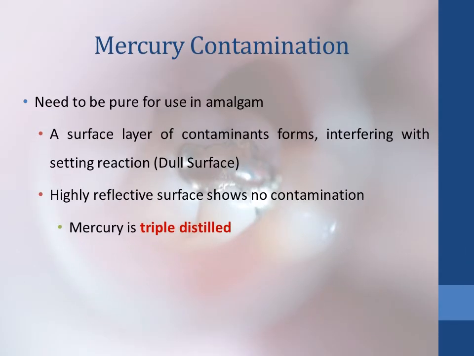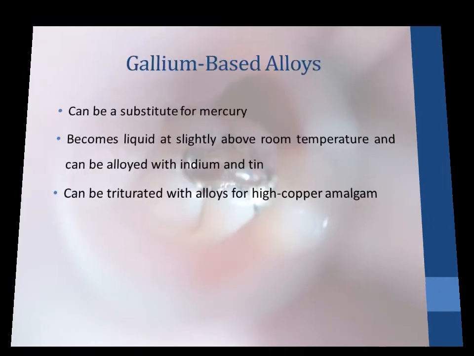Mercury contamination is a major issue, so you have to be very careful when mixing amalgam and mercury. You have to take certain safety precautions and ensure that it is not inhaled, not ingested, and does not spill. A highly reflective surface shows no contamination, and before being delivered to us by the manufacturer, it is triple distilled to ensure that there are no contaminants or impurities.